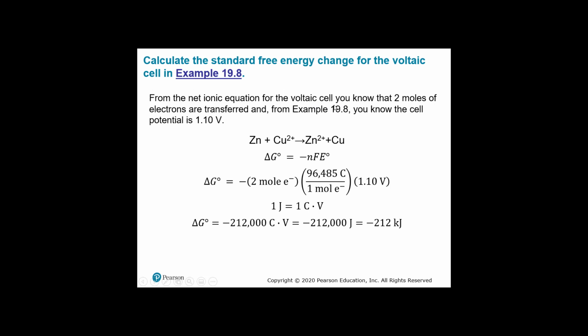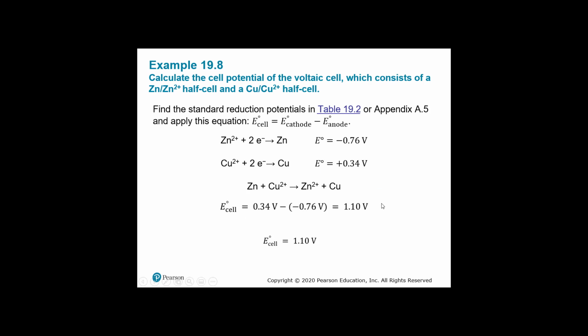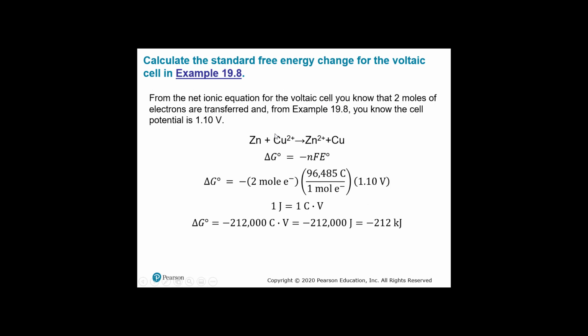What it's asking for is to calculate the standard free energy change. So we're going to take one of the formulas that we have on here, right here, and plug it in. We're trying to calculate the standard free energy. We have 2 moles. If we base it on here, you can see we have 2 electrons, so that's where the 2 moles come in. We have Faraday's constant right here. We have the negative value. And we have the cell potential from the previous problem that I just showed you.